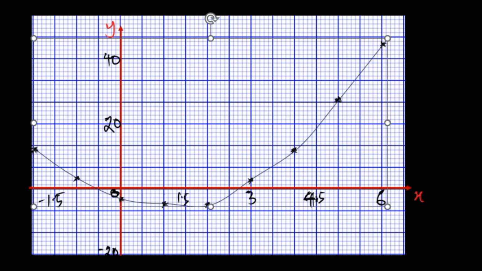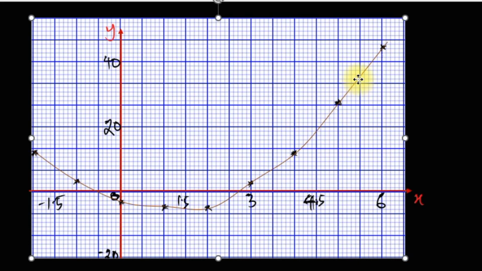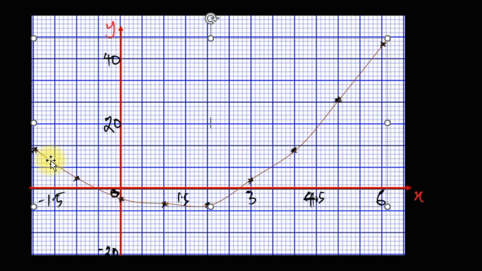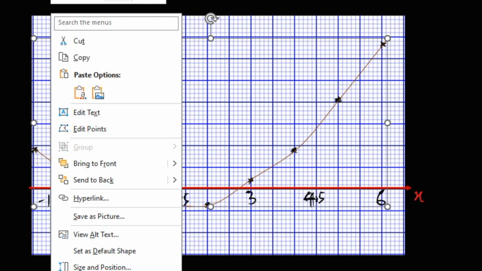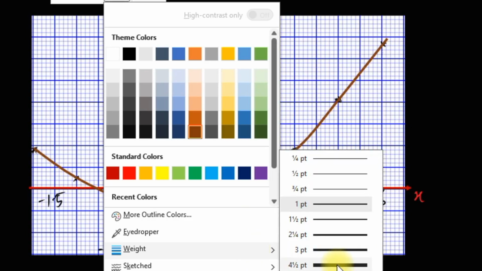So we've joined the points. Let's change the color, which one is good. So I change it to, let's change this. Let's increase the thickness so that you can see it.